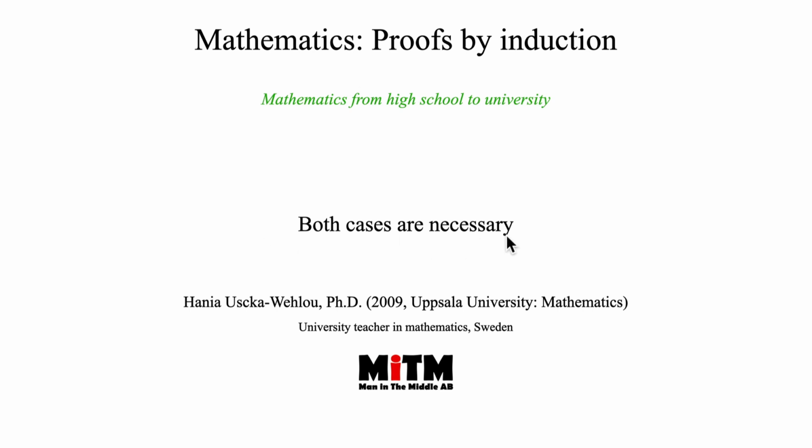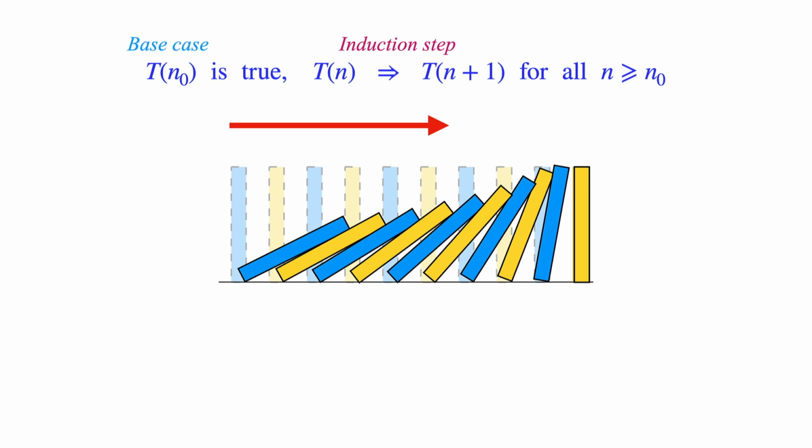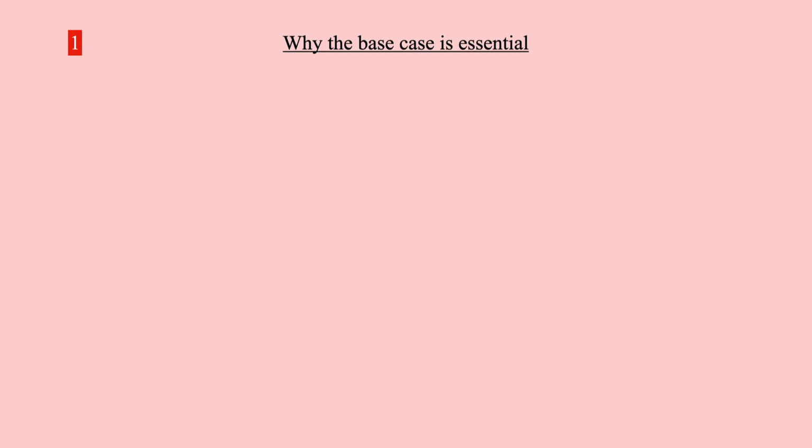Both cases are necessary. And what does it mean? Well, you have seen that in each induction proof you have a base case and you have the induction step. And now I will show you two examples of theorems which are obviously false. You will see at once that they are false. And in each of them, only one of these two will work, which will show that, well, you really need both the base case and the induction step. So what is the first example? The first example shows that the base case is essential.